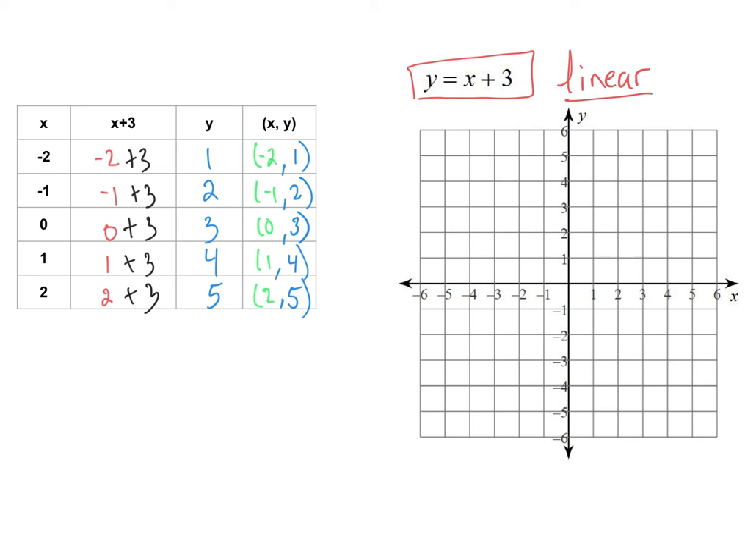So -2, 1, -1, 2, 0, 3, 1, 4, 2, 5. And then you want to connect the dots to form a line. If you were doing this on paper, it would be useful to have something straight to create the straight line. If you're using some sort of software online, such as Edge Elastic, then you probably just need 2 points and it will graph it for you.